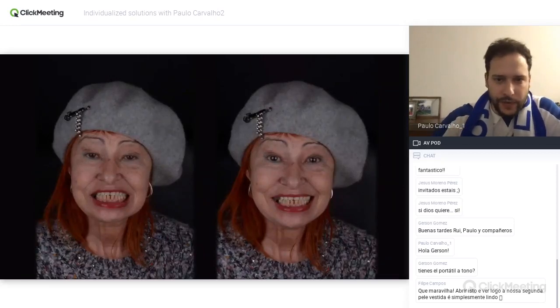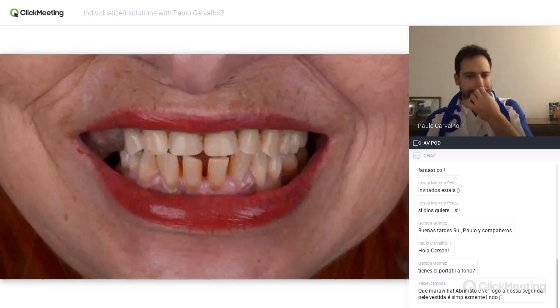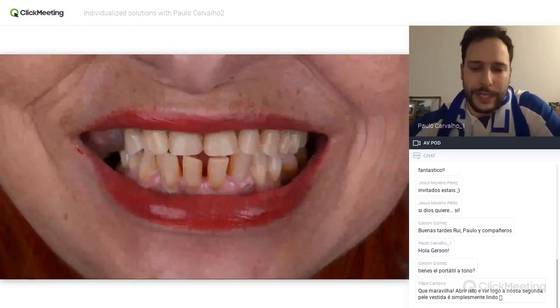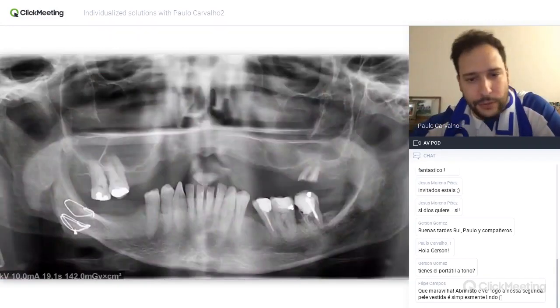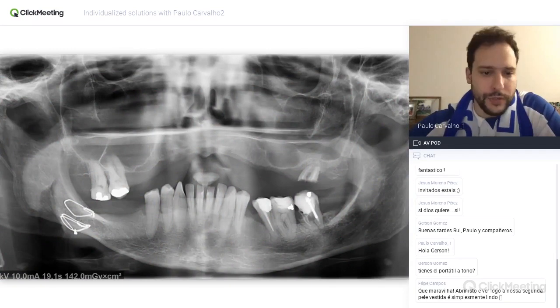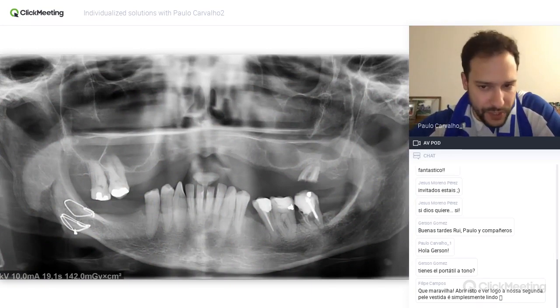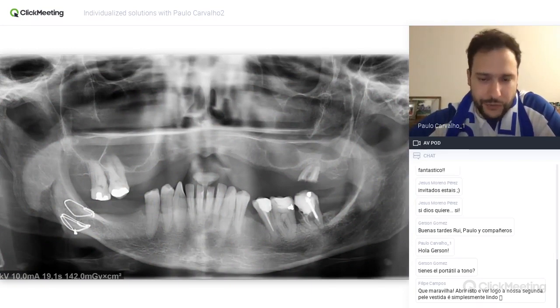This is a very atrophic case. You can see the close-up smile, and you can see already how this fully edentulous patient is. I'm showing already the initial OPG. So you see this is a very atrophic case.